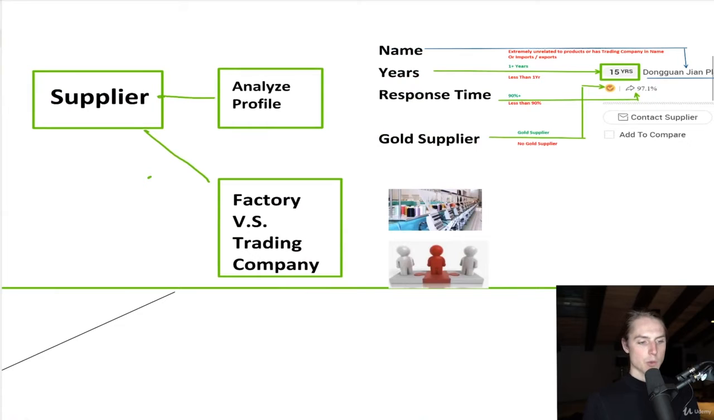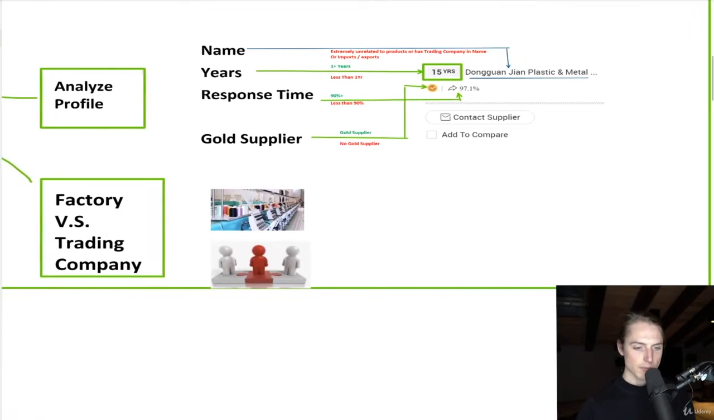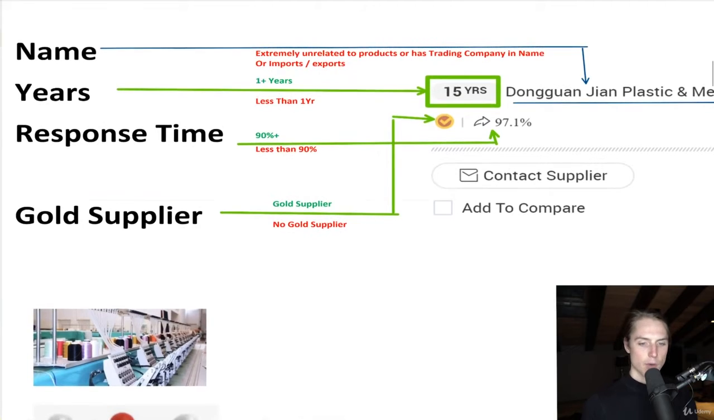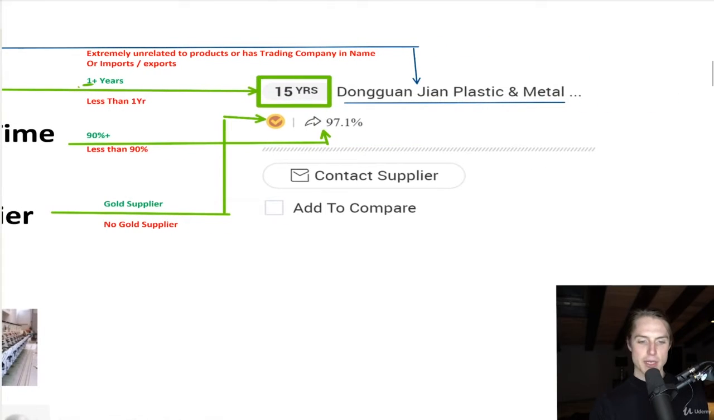Now what we're doing is we're trying to analyze the suppliers. And as we just said, we'll put this down below. Essentially we want someone who's been doing it for over a year. We didn't mention name, but you want them to have a somewhat similar name. And then we'll go in and analyze the factory.